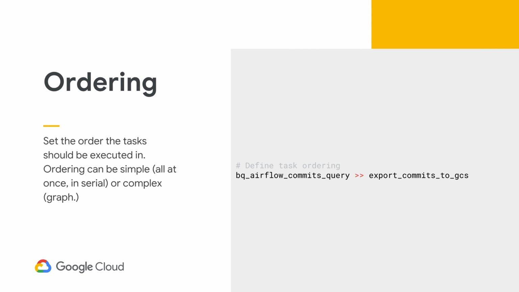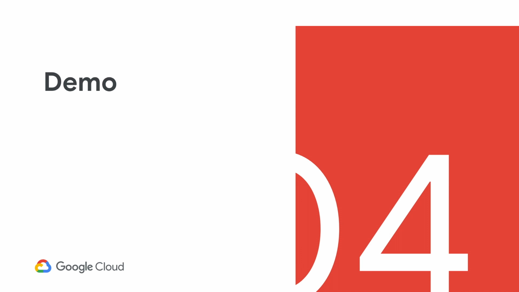So in terms of ordering, the tasks can be ordered based on completion dependencies. One thing must finish before the other. For example, my Airflow commits query, the query that creates my data set, must finish before I want to export that data to GCS. Makes sense. It's that easy.